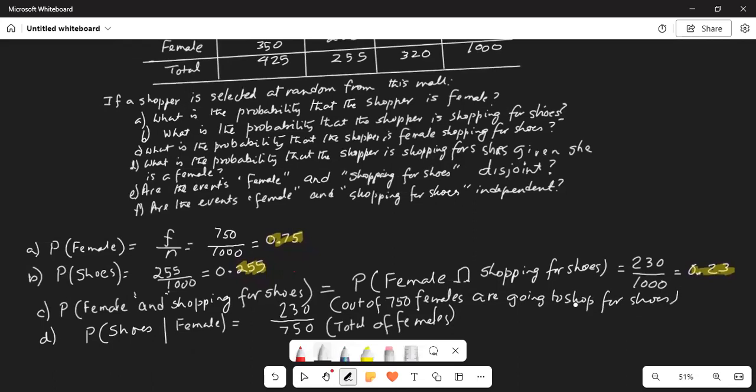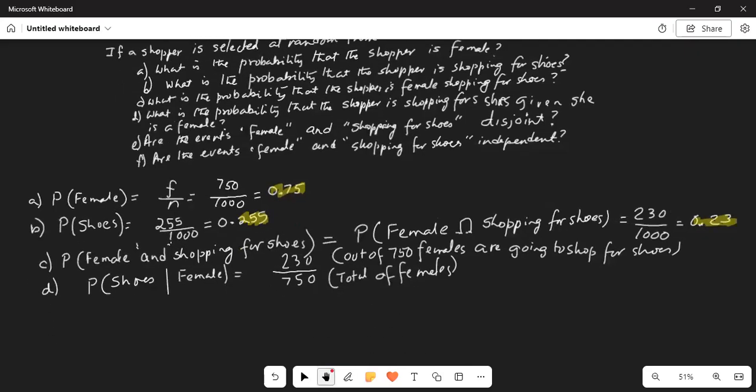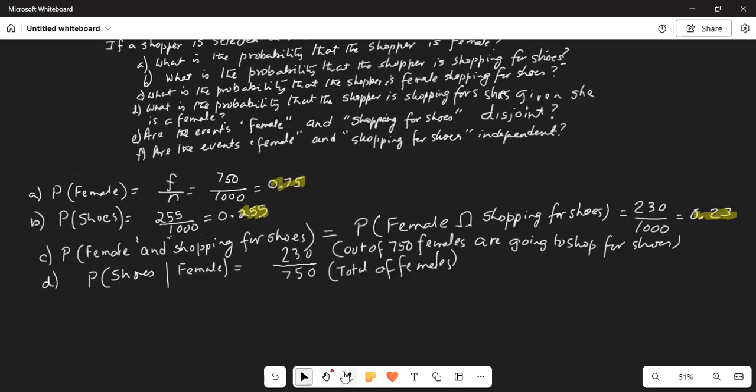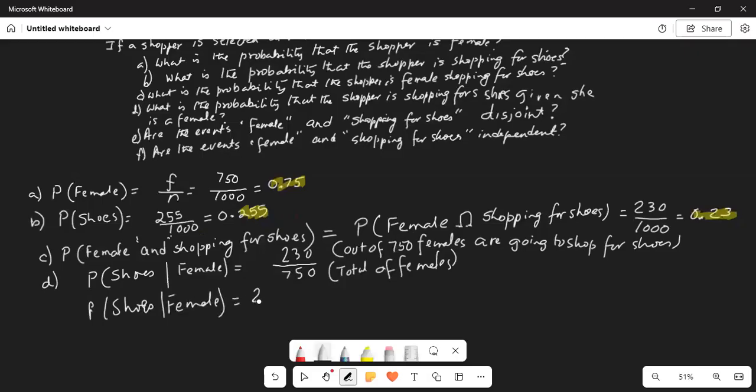Given, the one after the vertical line is female. That event happened first. What is the total of that category? Female category, 750. Out of them, how many are shopping for shoes? Out of 750 females, 230 are shopping for shoes. So the answer is, if I write probability of shoes given female, 230.